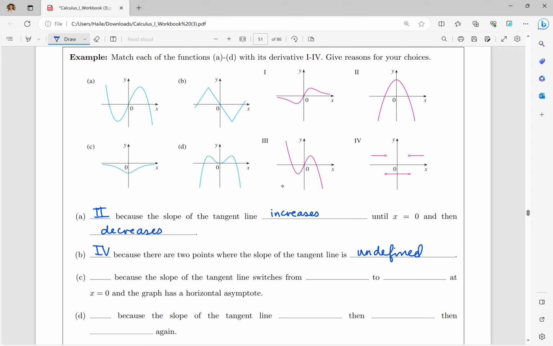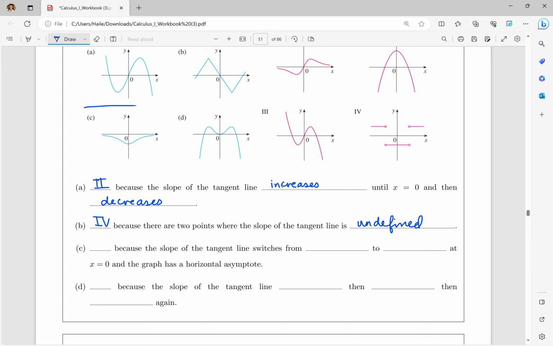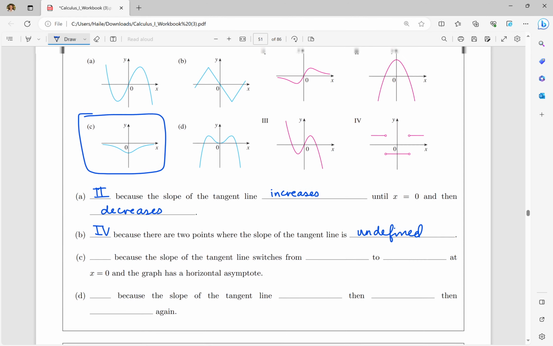Okay, next let's look at part C. So that's this graph. And this one you might think is a little easy to match because it has a horizontal asymptote. So we probably need the derivative with a horizontal asymptote. So we probably want to go with 1, but we can also think about the slope of the tangent line. If we think about these tangent lines going along this graph here, it switches from negative to positive at x equals 0. And the graph has a horizontal asymptote, but definitely want to think about the tangent lines.